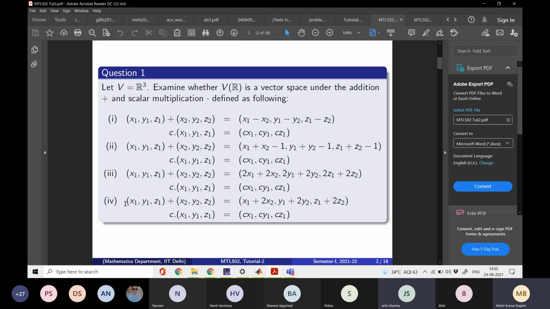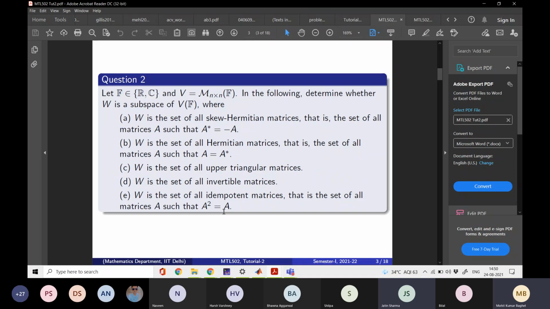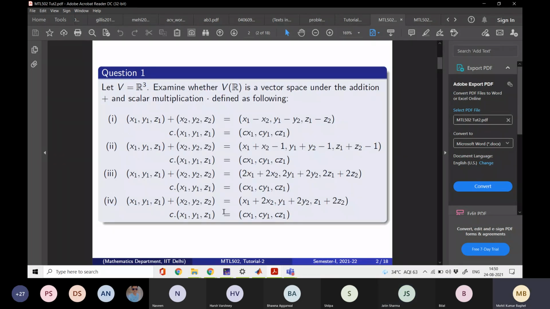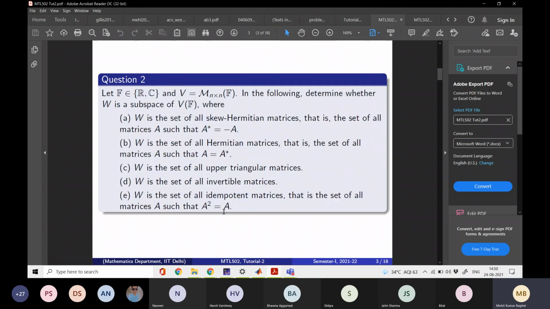Sir, it is not commutative. Not a vector space. Okay. So you can see here that all of the above are not vector spaces over the reals.